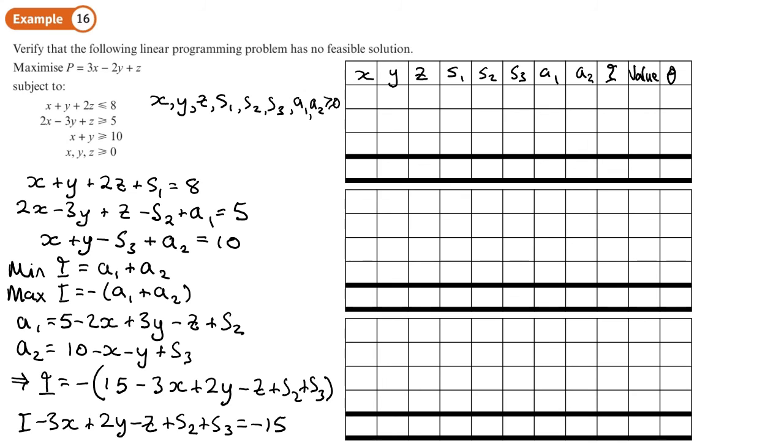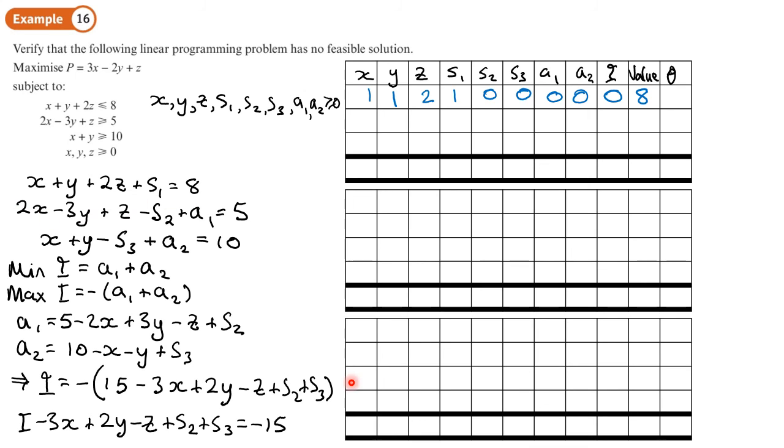So let's put the coefficients in. So starting with this equation here, we will have 1, 1, 2, 1, 0, 0, 0, 0, 0, and it's got a value of 8.